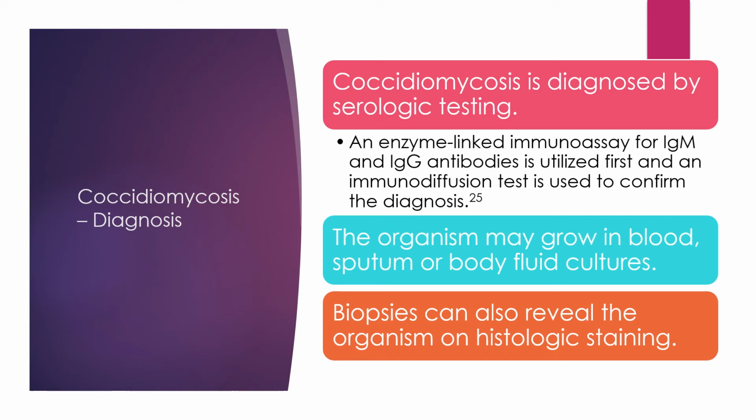So diagnosis. Typically, coccidiomycosis is diagnosed by an enzyme-linked immunoassay for IgM and IgG antibodies. If that's positive, it's subsequently followed up by an immunodiffusion antibody test, which is used to confirm the diagnosis. The organism can grow in blood, sputum, and body fluids. However, if you suspect the organism as a cause, please notify your lab, as it is infectious in the lab setting and culture should be maintained under the hood. This also applies to Brucella that I described previously. So biopsies can reveal the organism on histologic staining as well, as I mentioned previously.